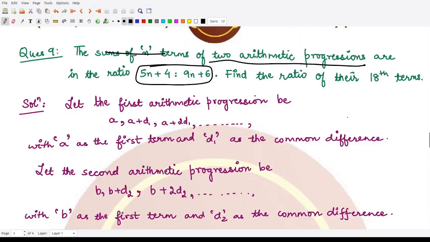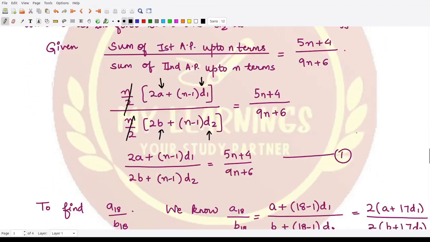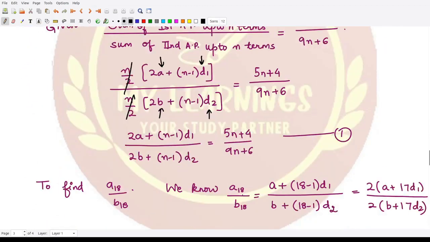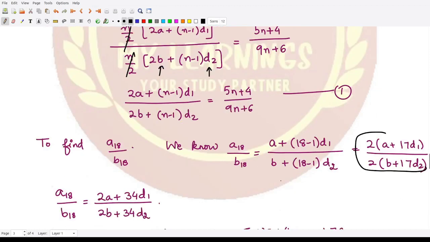Now they are asking what would be the ratio of their 18th term. So that means a18 divided by b18. This is what we are required to calculate here, this ratio. So we know what is a18. It is a plus 18 minus 1 times d1. And what would be b18? It would be b plus 18 minus 1 times d2. Why d2? Because d2 is the common difference for the second AP. d1 is the common difference for the first AP, right? So here we can simplify this so that we would have the value here as 2a plus 34 d1 divided by 2b plus 34 d2. Now in order to find this thing, we will make use of our first equation.